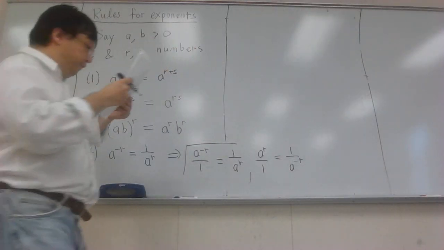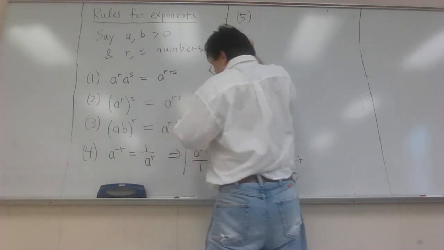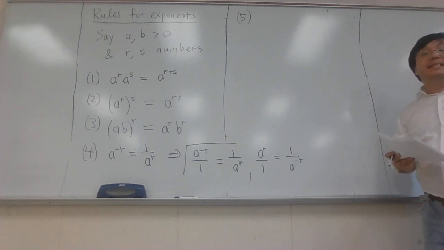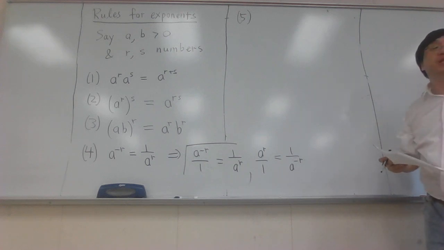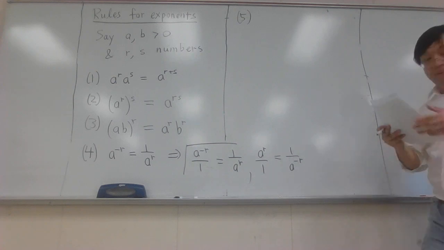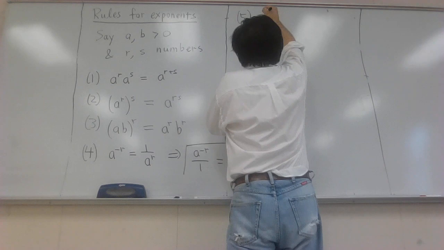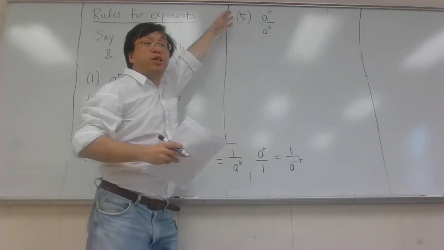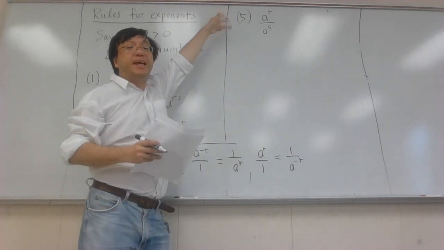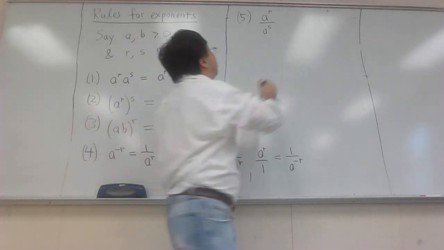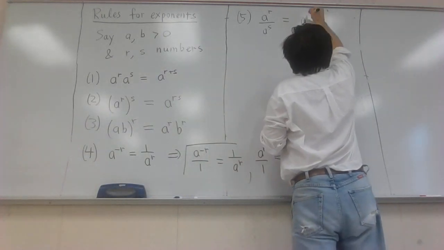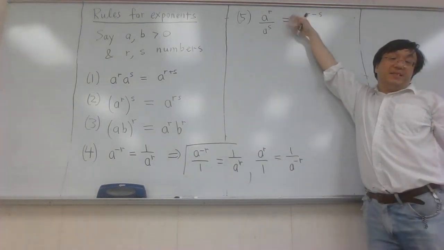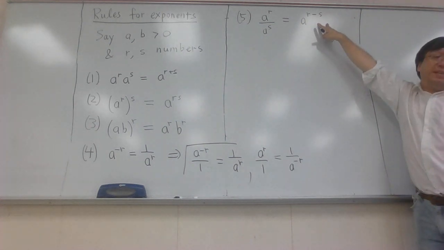Next, rule 5. Rule 5 says that if you divide two exponents of the same base, that's the same as subtracting the powers. So if you divide a to the power of r by a to the power of s, you're dividing two exponents of base a, then that's the same as subtracting the powers. So that's equal to a to the power of r minus s.